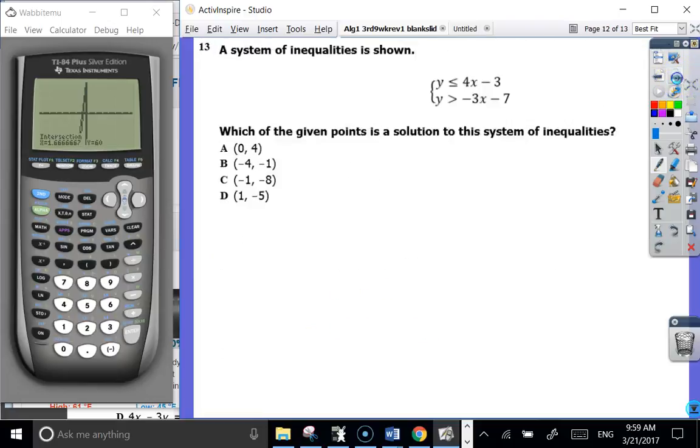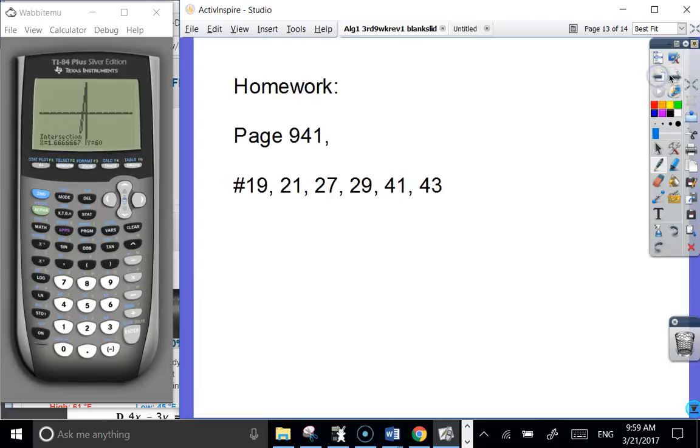The homework for tonight is about graphing lines, finding slopes, things like that we've done before. And we'll pick up with this stuff next time.